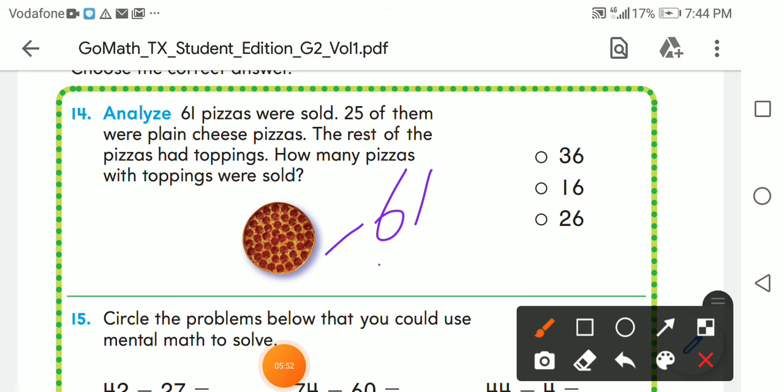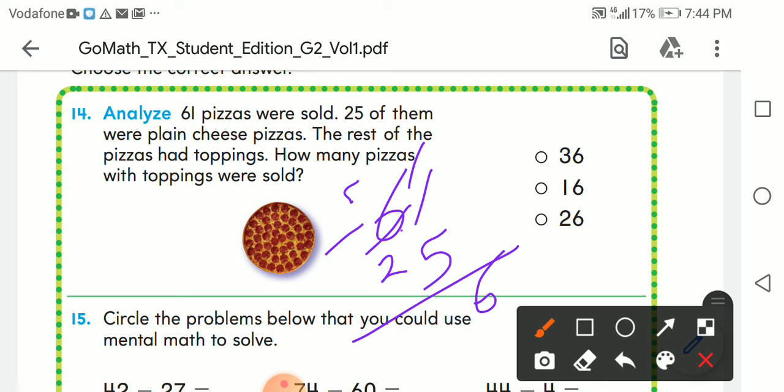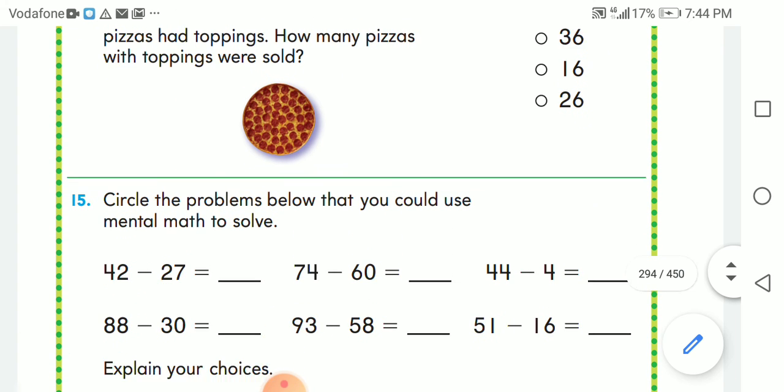So shall we do it? 61 minus 25, 11 minus 5 gives me 6, and then this 6 becomes 5, 5 minus 2, 3, so the answer is 36.